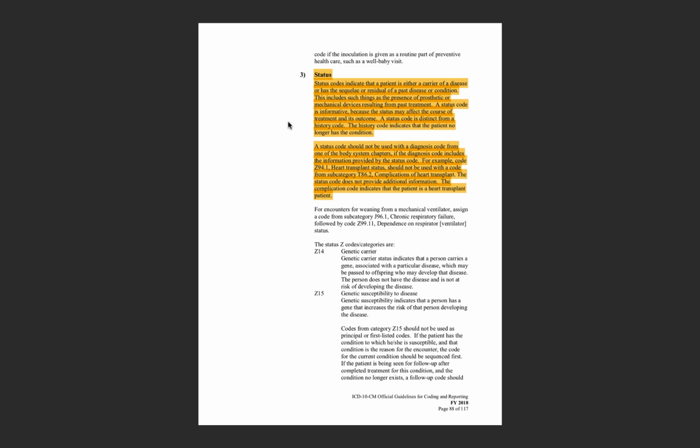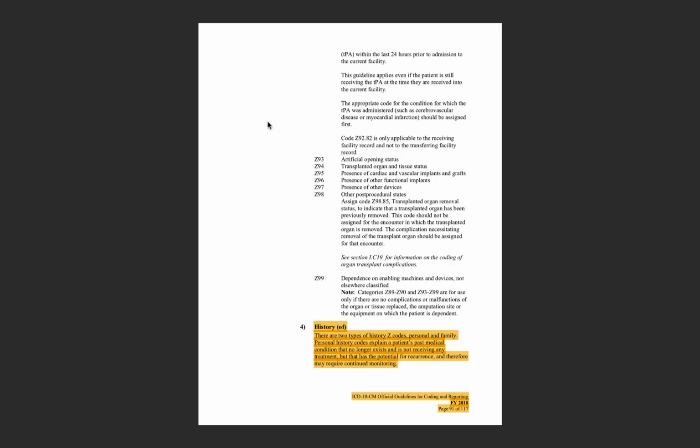A status code is distinct from a history code. The history code indicates that the patient no longer has the condition. A status code should not be used with a diagnosis code from one of the body system chapters if the diagnosis code includes the information provided by the status code. For example, code Z94.1, heart transplant status, should not be used with code T86.2, complications of heart transplant.